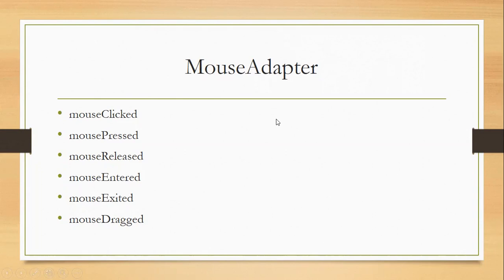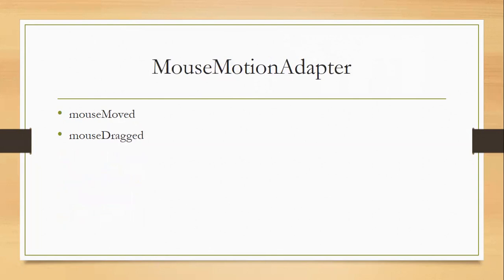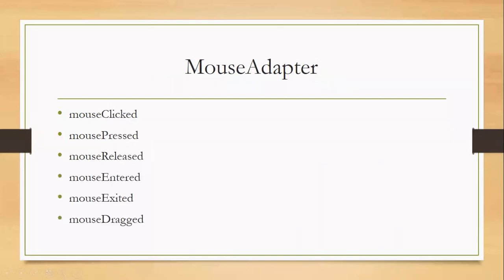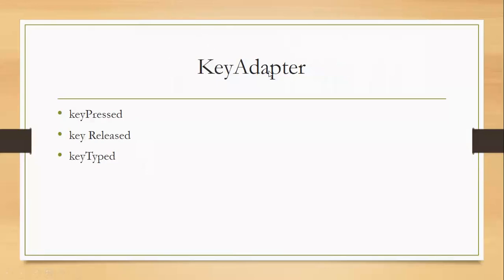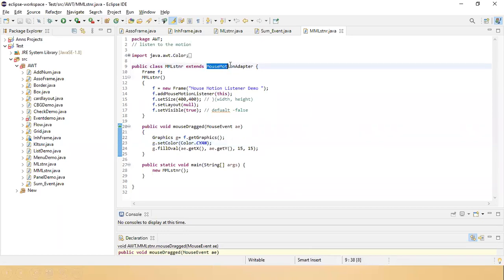These are events of mouse adapter, like when you click or when you press or you take your hand away. You even have mouse motion adapter: moving your mouse and dragging your mouse. mouseMoved and mouseDragged. mouseDragged is there in both mouse adapter and mouse motion adapter. Then we have key adapter based upon your keyboard, nothing to do with your mouse. When you press a key, release a key, or type a key, we will see key adapter now. So you'll write the adapter name over here and then the event over here.